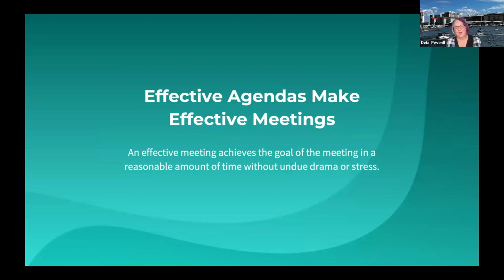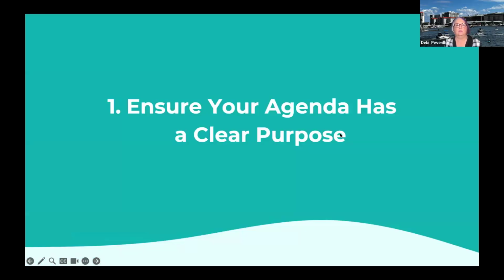Introduction. My definition of an effective agenda is one that leads to an effective meeting, of course, which means that you need to define what an effective meeting is. So my definition of that is that you've achieved the goal of the meeting, which of course presumes that you have a goal of the meeting, and you've done that in a reasonable amount of time without too much drama or stress. So how are we going to do that?